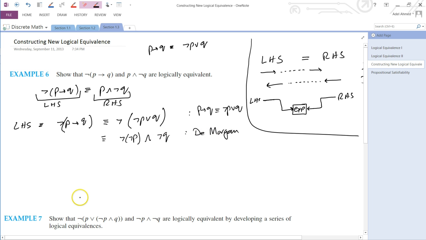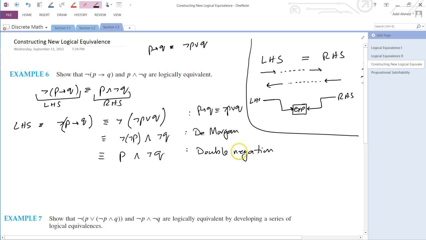Now let's see what we can do further. Notice we have a negation and a negation, so here we can apply the double negation formula. When we apply the double negation formula, we end up with P and not Q. What did we apply over here? We applied the double negation.